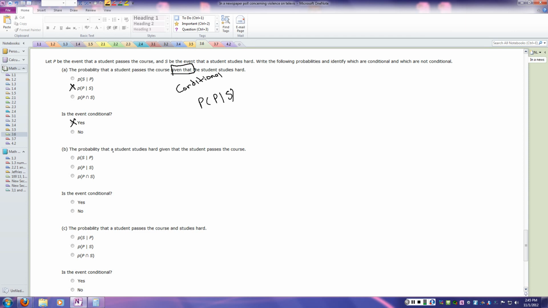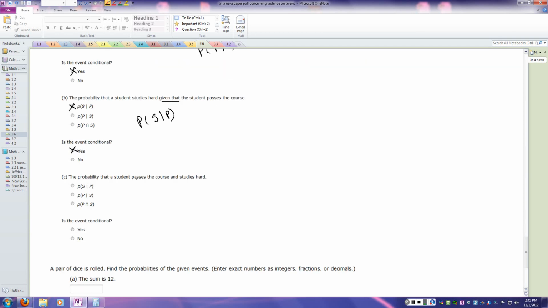Find the probability that the student studies hard given that the student passes the course. So I want to know the probability that they study hard given that they pass the course. So we end up with this example. Is it a conditional? Yes. The probability a student passes the course and studies hard. So this is not a conditional, because it's and. So this would be the probability that the student passes and studies hard. So it turns out this would be your correct answer.